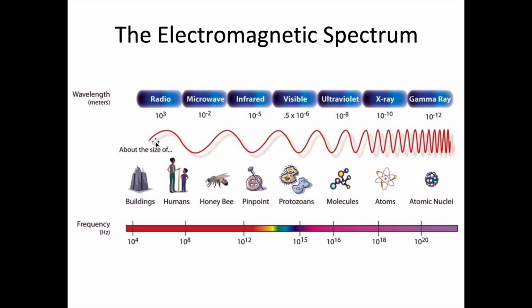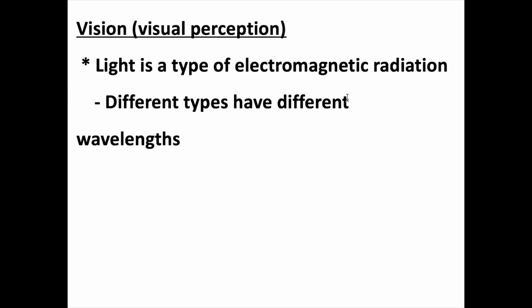And so different wavelengths of the electromagnetic spectrum correspond to different types of electromagnetic radiation. So different types of this electromagnetic radiation have different wavelengths. What we call visible light is just one narrow little piece of that.